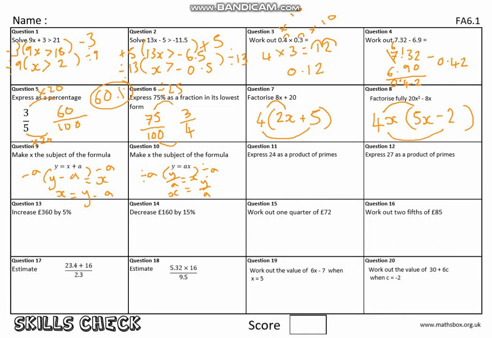Okay, so next up, it wants us to express 24 as a product of its primes. So if you remember, we have to write the number at the top, and then we have to do two numbers that when we times them together, they equal the previous number, but one has to be a prime. So if it's even, we always start with 2. So 2 times 12 is 24. 12 is still even, so we can do 2 times 6. 6 is still even, so we can do 2 times 3. And we have to circle both of those because they're both prime numbers.